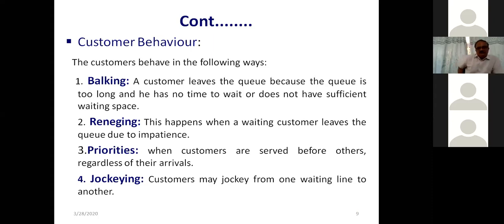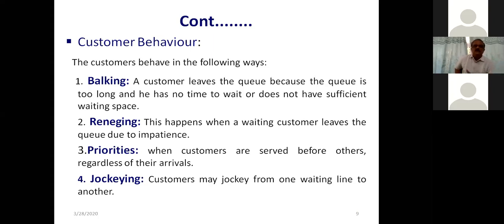Then the last example is jockeying. Imagine that there are only three queues, and in one queue there are 20 persons, another queue has 70, and another queue again has 20, and all the queues are getting service. The person who joins one of the queues later realizes that one of the other queues is moving fast. So he leaves the existing queue and enters another queue, and his intention is to get the service as early as possible, because he realized that the service rate for the other queue is more than the original one. That's why he shifts from one queue to another, and it is called jockeying.